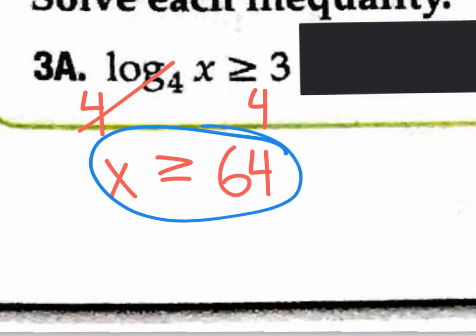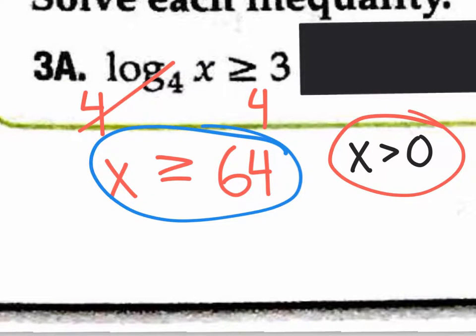That's an answer. However, we know that also this x value has to be greater than 0, because if it's 0, you wouldn't be able to do log base 4 of 0. It has to be positive, so it has to be greater than 0. So I'm going to actually take the inside of the log base 4, the x, and I'm going to set it greater than 0 because it has to be greater than 0. So technically, both of these guys are part of my answer.